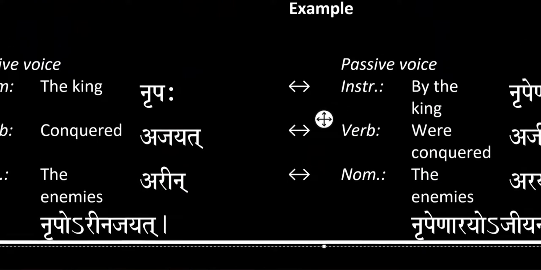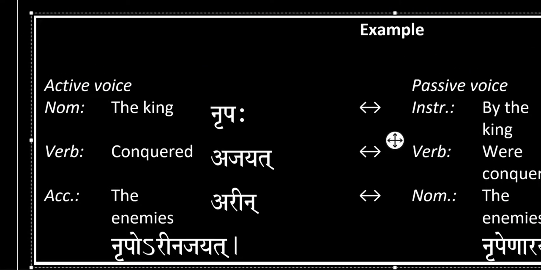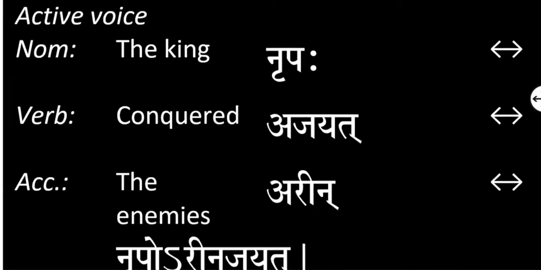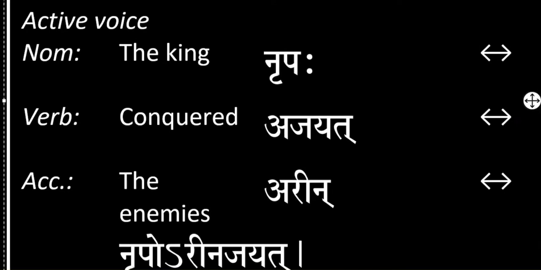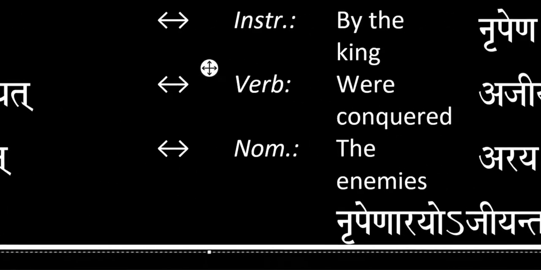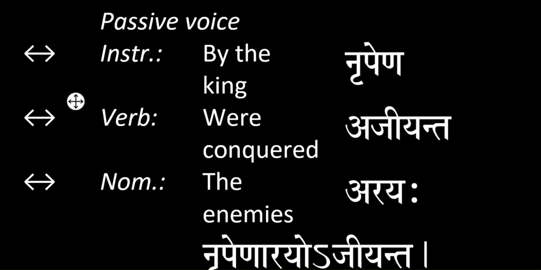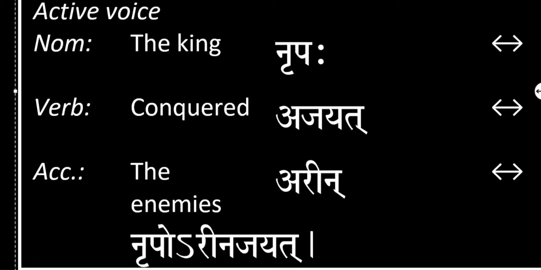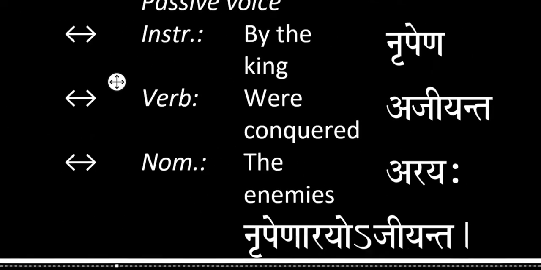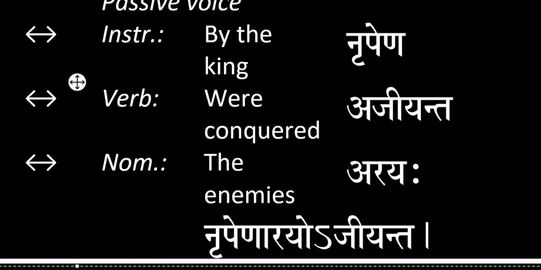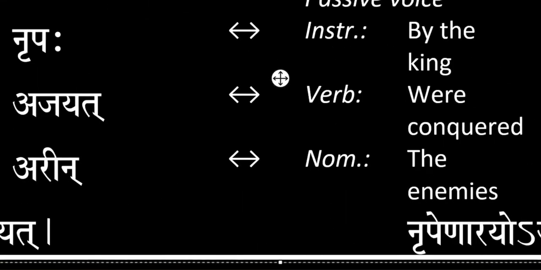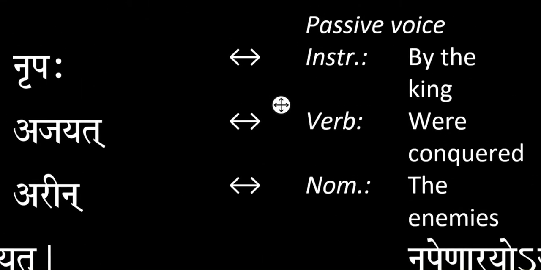Then finally, the enemies. The king conquered the enemies. That's the object of the sentence. Arin turns into, it becomes the subject in a passive voice sentence, the enemies, arayaha. So notice that the king conquered the enemies in the active voice, and the enemies were conquered by the king. Both of these sentences have the same meaning, but they are just said in a different voice.